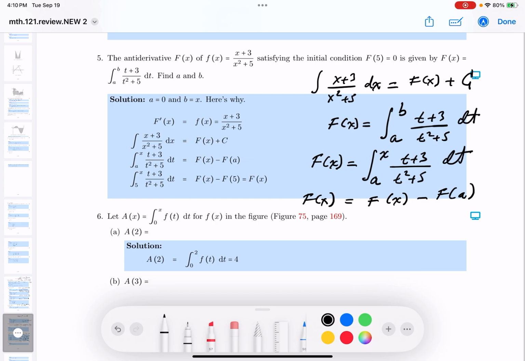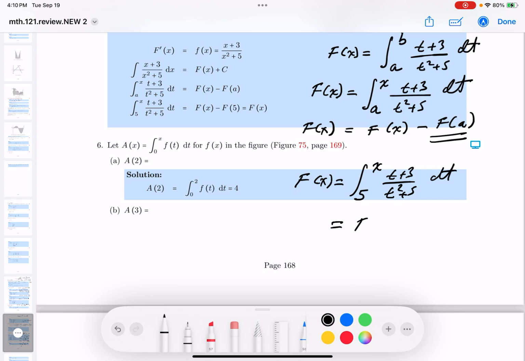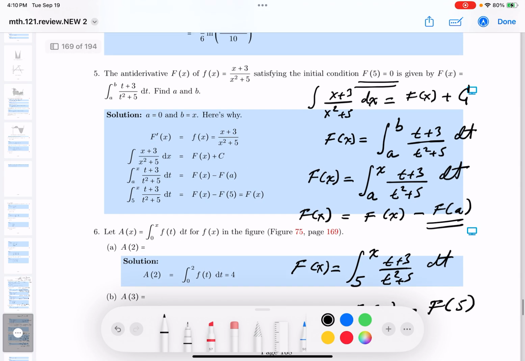Looking at it, I'm wondering what a is now. I want this to be equal to f of x, so I really want this thing to be 0. So what's the a going to be? It's going to be 5. Let's write this over here: f of x equals the integral from 5 to x of t plus 3 over t squared plus 5 dt. What do I know about this? The antiderivative is going to be big F evaluated at x minus big F evaluated at 5. What do we know? F of 5 is 0, so f of x equals big F of x. We're good there.